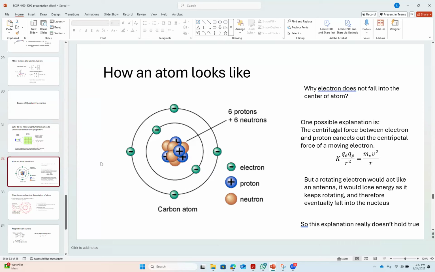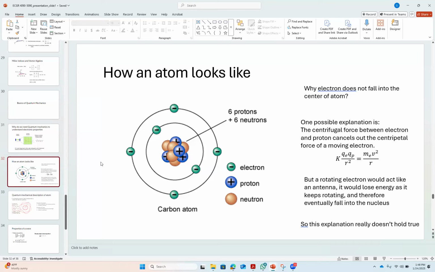So if an electron rotates, it should also radiate some energy, right? If it radiates something, it should lose energy, and that means its velocity should reduce. Remember that the kinetic energy is half mv square, right? m is the mass and v is the velocity. So if you radiate, you lose this half mv square energy. That means m is constant, the mass is constant, so v must be reduced. So since the electron has a negative charge, its velocity should reduce as it keeps moving.